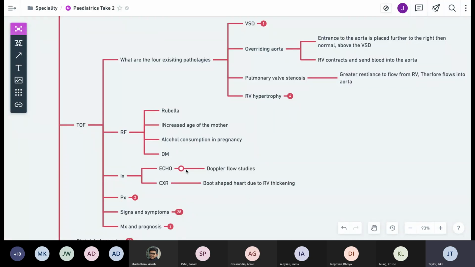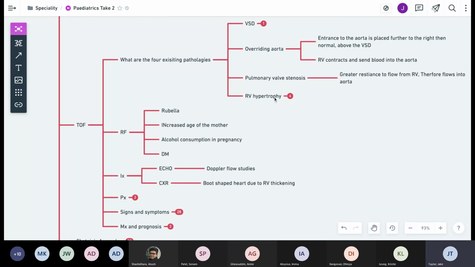And on the echo, we will do some Doppler flow studies to see how much blood is flowing into the right side or to the left side. Okay, nice. Has anyone got any questions so far on tetralogy of Fallot? Anything I've mentioned so far about it?